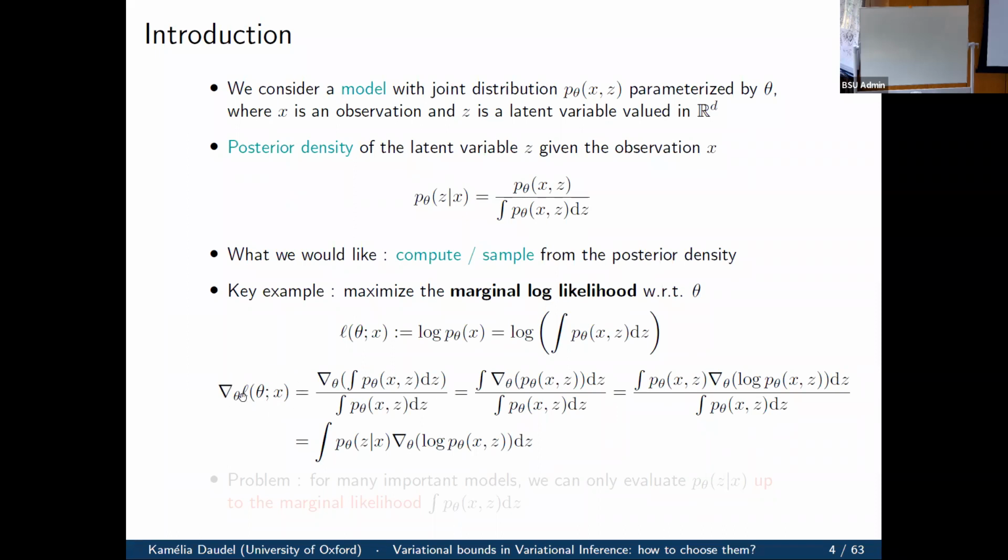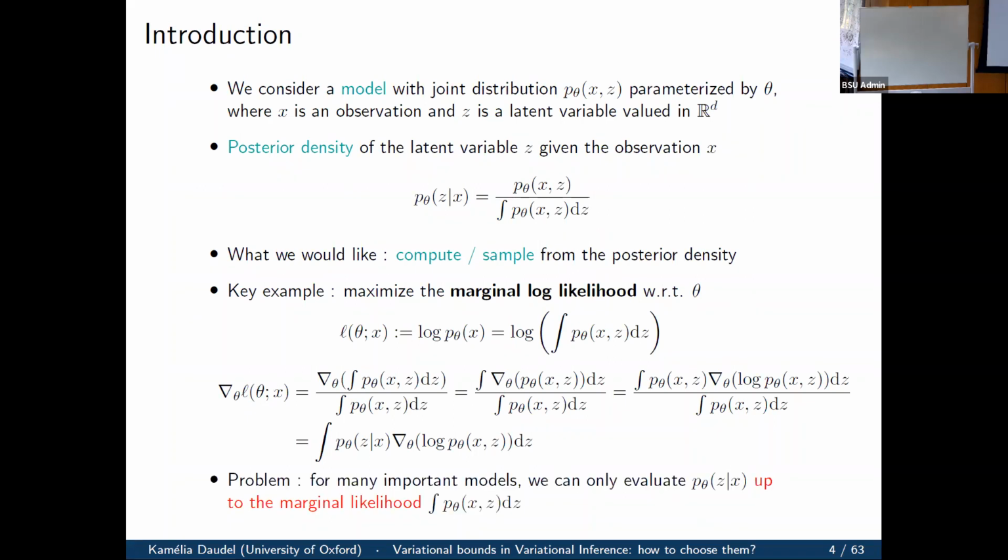Those calculations will give you that this gradient with respect to theta can be written in the form written there. Basically it's the integral of my posterior density multiplied by the gradient with respect to theta of the log of my joint. So my posterior density does appear here, and I would really want to be able to sample from it in order to get an unbiased estimator of the gradient of my marginal log likelihood.